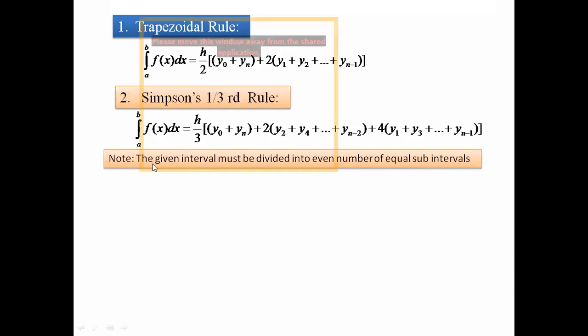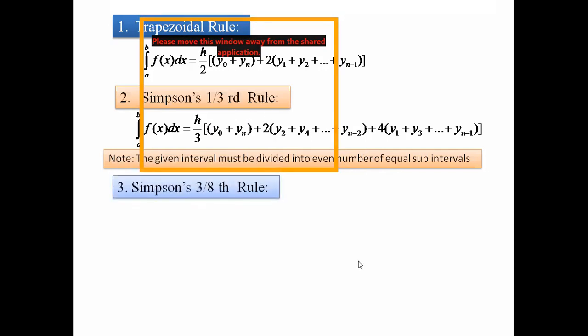But for Simpson's one-third rule, there is a condition. Sometimes they won't mention the formula to be used. They express it in terms of the number of divisions. So given a number, if it is divided into an even number of subintervals, you can use Simpson's one-third rule.